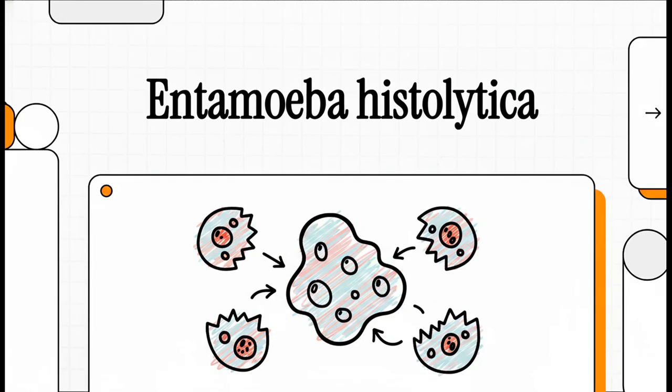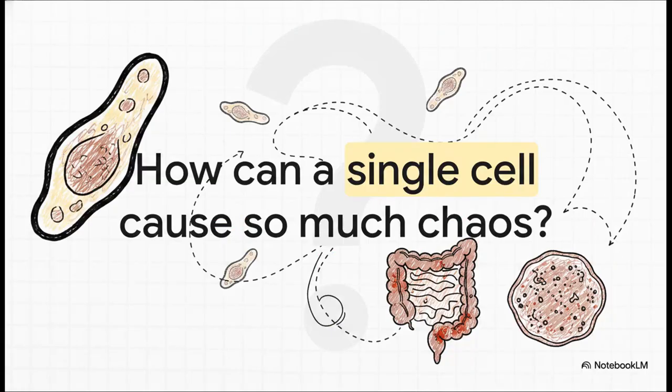Today, we're zooming in on a microscopic organism that has a huge impact on human health. It's a single-celled parasite called Entamoeba histolytica. It's the perfect example of how something you can't even see can cause some very real and very serious harm. And that really brings us to the big question, right? How can one tiny cell be responsible for such devastating intestinal disease and even life-threatening abscesses?